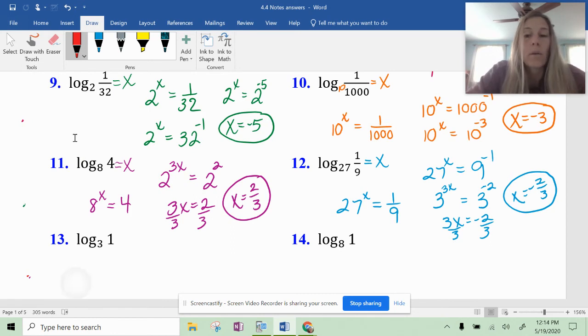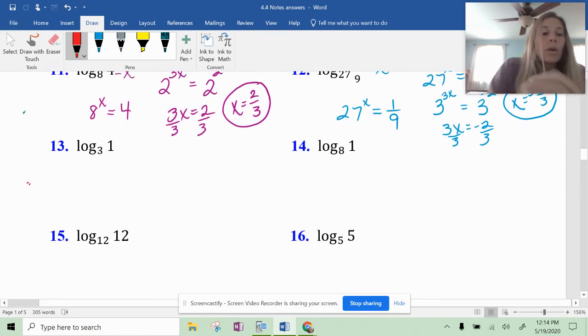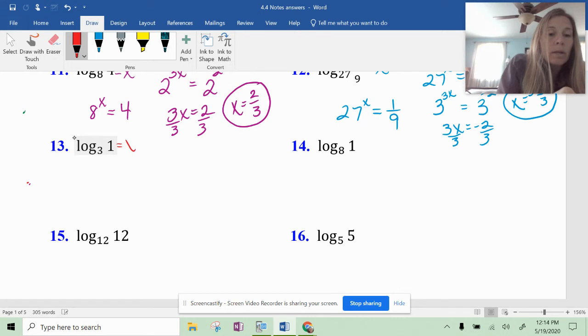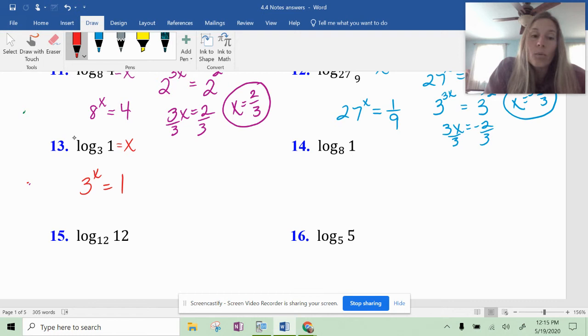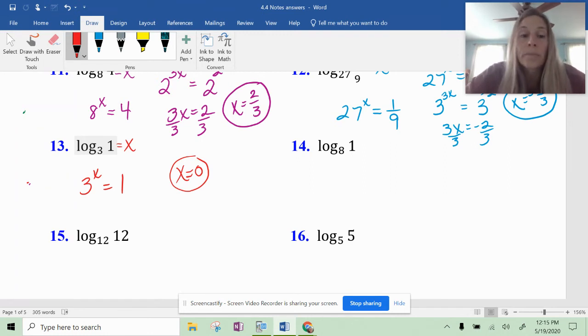All right, a couple more. So number 13, log base 3 of 1 equals x. So I'm going to do 3 to the x equals 1. Now, this is an interesting one because there's no way to make the bases the same here, because 3 and 1 are both prime numbers, so there's nothing you can do to break them down. However, this is where you have to just tap into your memory. When you raise something to what number does it always equal 1? That would be 0. The only way to have 3 raised to a power equal 1 is for x to equal 0.